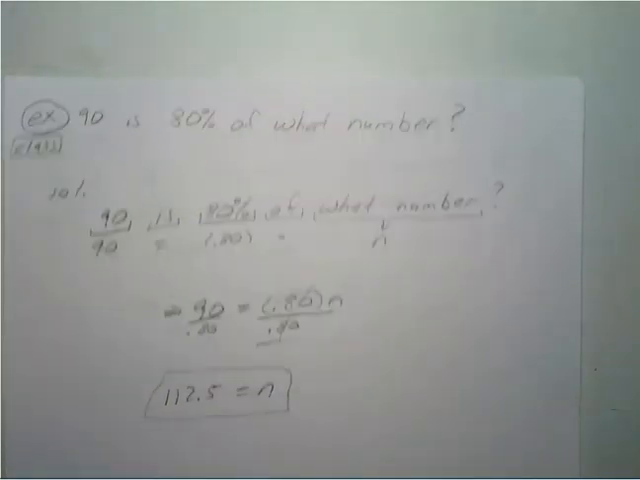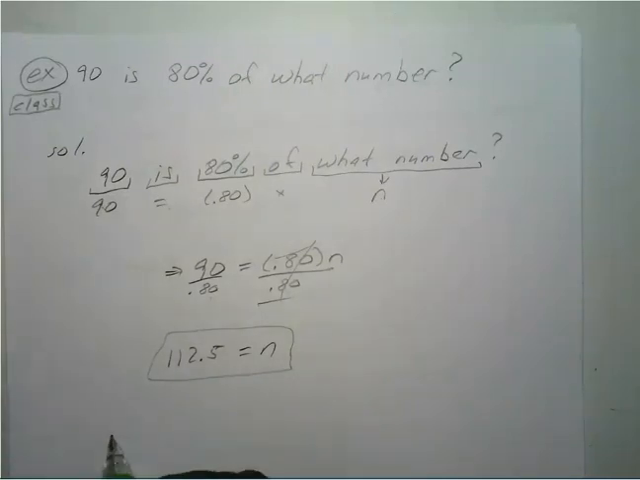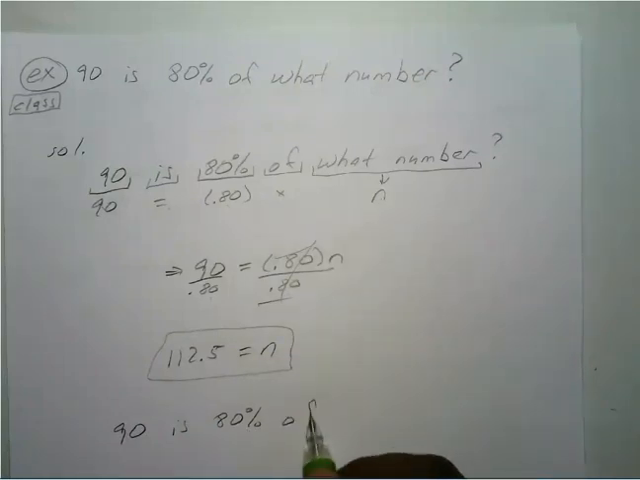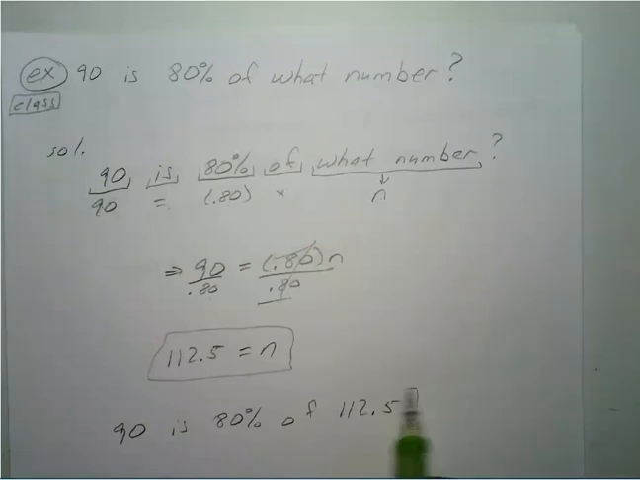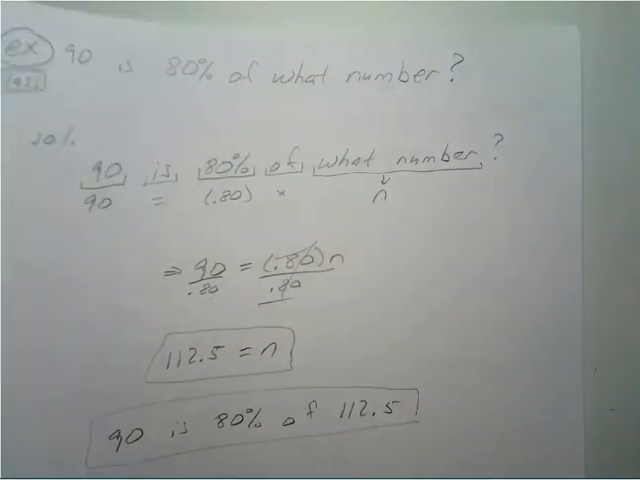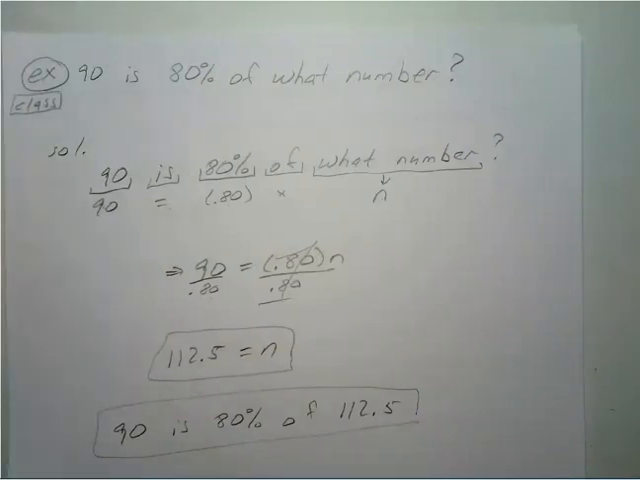All right, so let's plug it in and see if it makes sense. So 90 is 80% of 112.5. Okay, and that makes sense. All right, so if you're still writing, feel free to press pause, but we're going to have a couple more examples. I just want to make sure you got it.